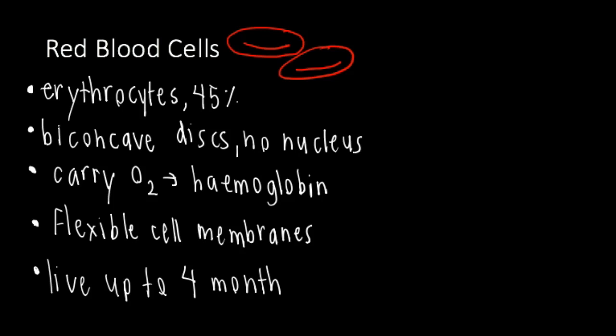So now we will be looking at the function and definition of our formed elements. Firstly, we have red blood cells. They are also known as erythrocytes. They are biconcave discs with no nucleus that carry oxygen from the lungs to the body. With the help of hemoglobin, which attracts 4 oxygen molecules each.